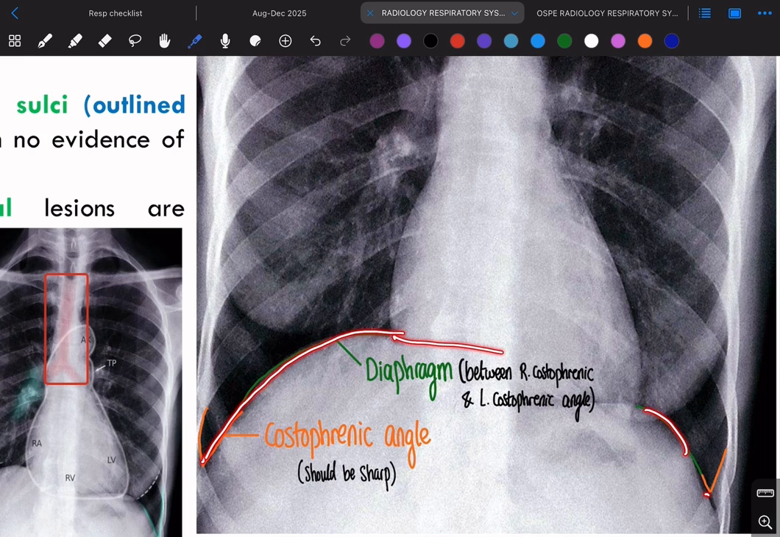Here we can't see it, as we said. Why? Because the heart and the vertebra all appear as the same color on the x-ray. So that's why we can't really differentiate where exactly the diaphragm is, but it's somewhere here, okay? And usually on the right side, the diaphragm is higher than on the left.